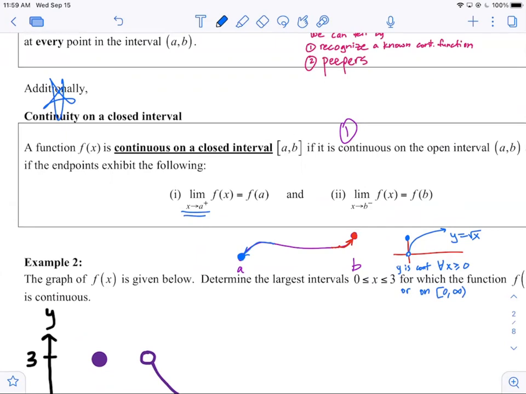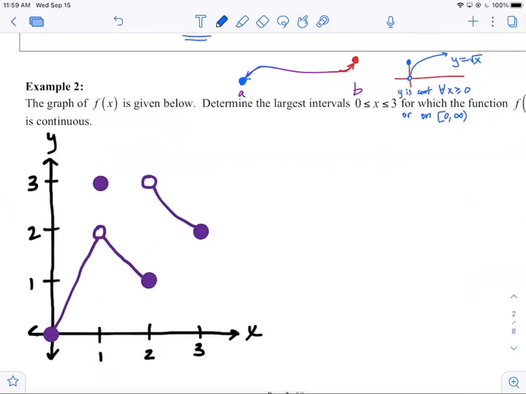And those theorems that we're going to learn only work if the function is continuous on a closed interval. So continuous functions on closed intervals are very, very important types of functions because we can draw certain conclusions from them. All right, so let's look at example 2.